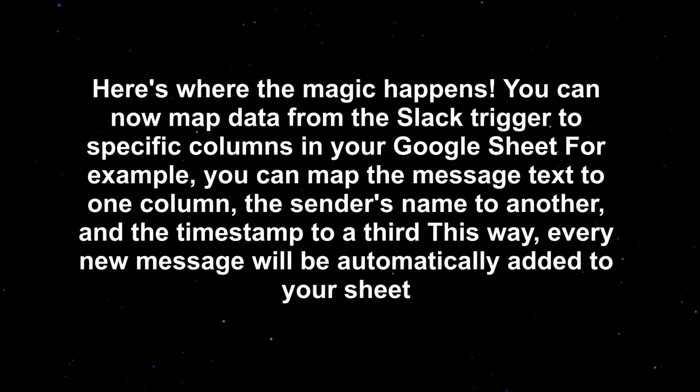Here's where the magic happens. You can now map data from the Slack trigger to specific columns in your Google Sheet. For example, you can map the message text to one column, the sender's name to another, and the timestamp to a third. This way, every new message will be automatically added to your sheet.